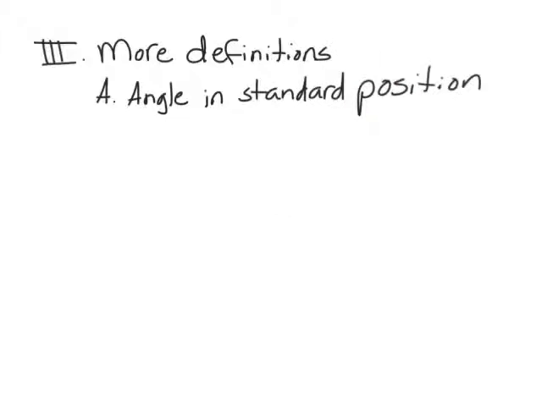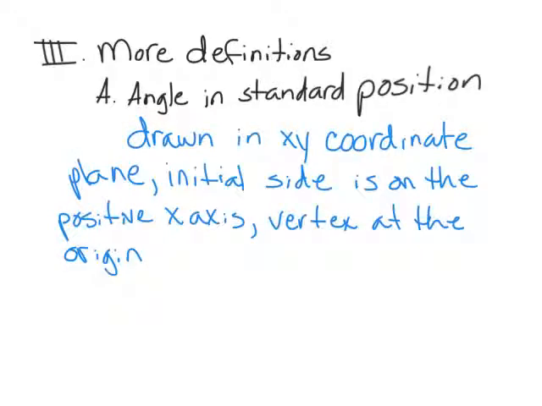So we have just a few more definitions, and then we'll be finished with this. And the first one is an angle in standard position. This is when we get to the XY plane. So it's drawn in the XY coordinate plane. The initial side is on the positive x-axis and the vertex is at the origin. Basically, we're taking our angle and we are centering it at the origin. So an angle in standard position would look like that. Again, positive would be counterclockwise, negative would be clockwise.